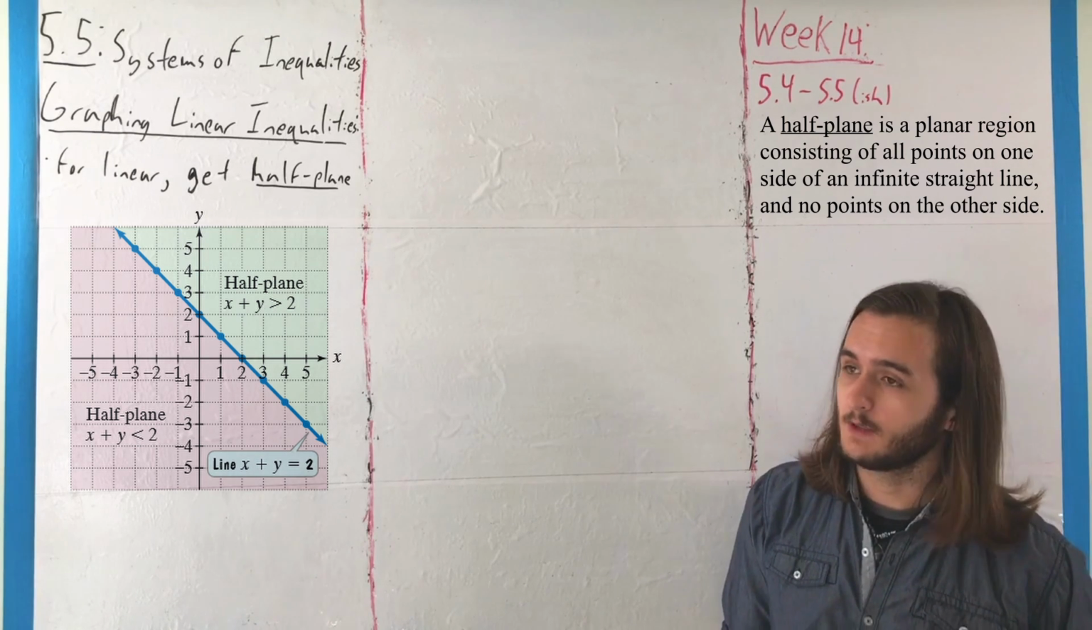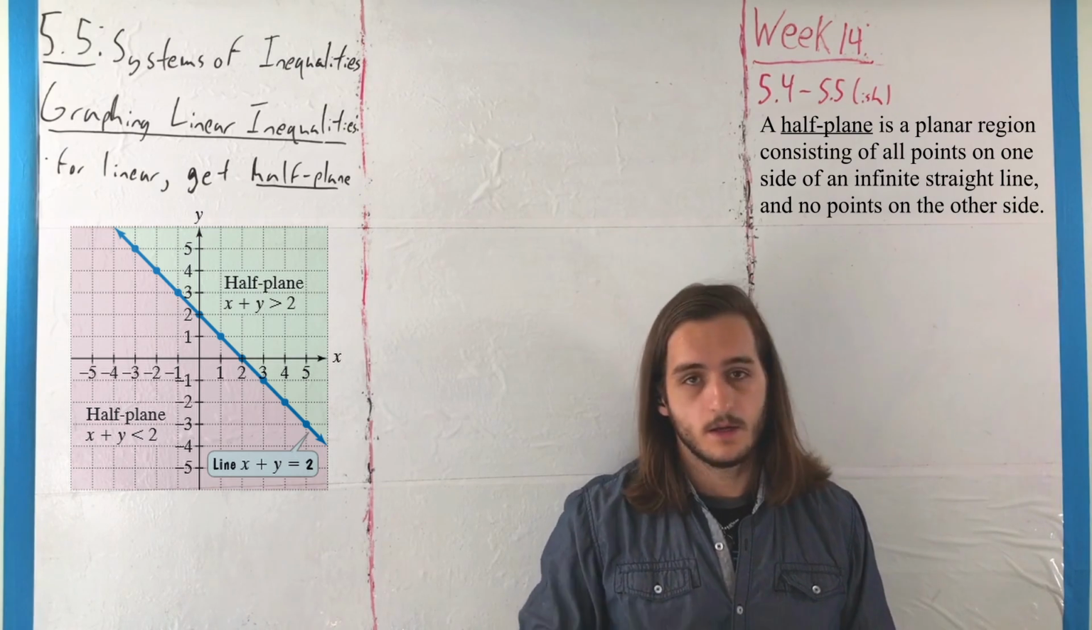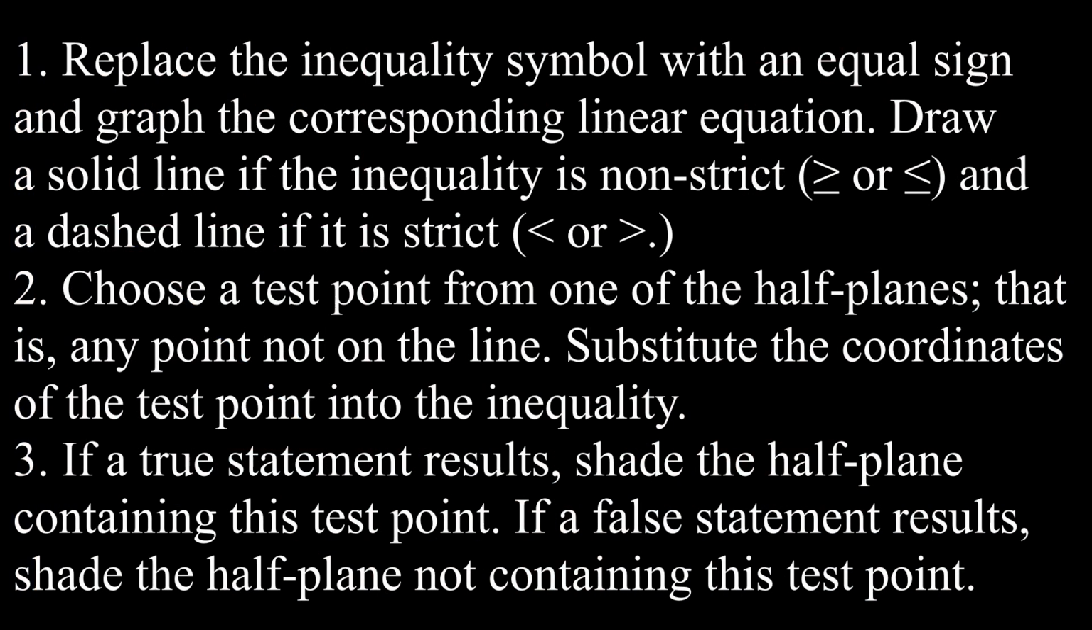If we want to graph a half plane, graph the solutions to a linear inequality, what we can do is start by replacing that inequality with an equal sign and graphing the linear equation, where we draw the line solid if we have a non-strict inequality, that is something of the form at least or at most, and then draw a dashed line if it's strict, bigger than, less than.